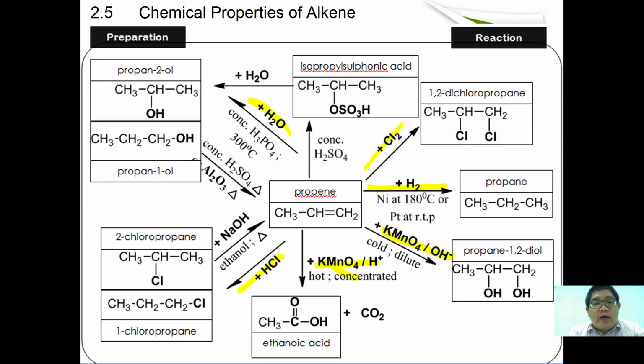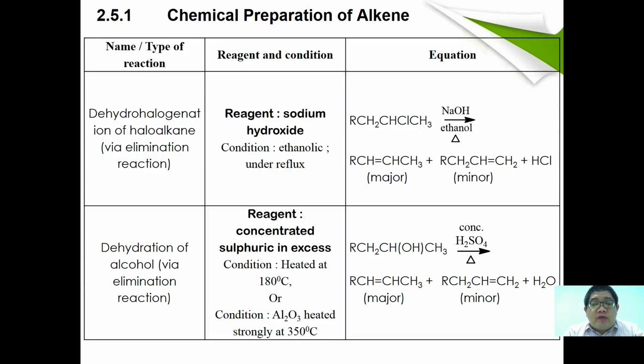However, we won't be able to focus on this one because sooner or later we are coming back for this one. So just a general statement: you can prepare alkenes from sodium hydroxide in ethanolic, and also concentrated sulfuric acid under reflux, or alumina under reflux, by using alcohols. Okay, so we'll have a look at the following tables where the reactions show how alkenes can be prepared.